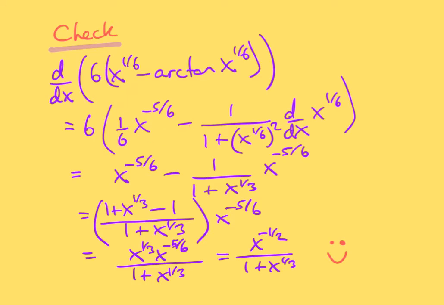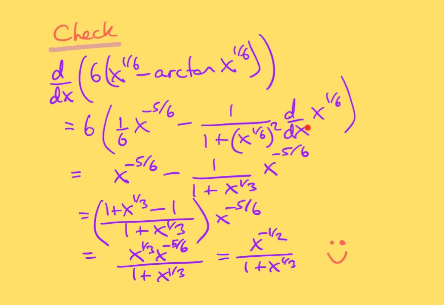Then we have minus. The arctangent, the derivative of that is 1 over 1 plus the argument of the arctangent squared, which is x to the 1/6 squared, multiplied by the derivative of the argument of the arctangent. So on the next line, I'm just going to get rid of the 6 because it's going to cancel with the 1/6 in both terms. We have x to the minus 5/6 from here, minus 1 over, when you square that, we get 1 plus x to the 1/3. Hooray, this is what we wanted.